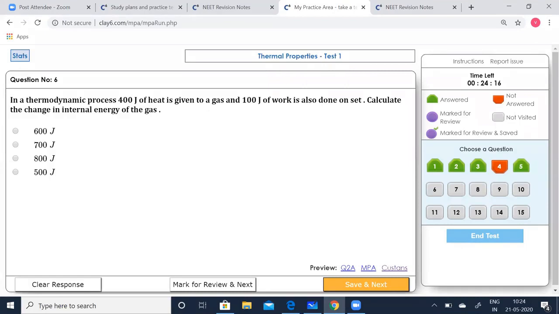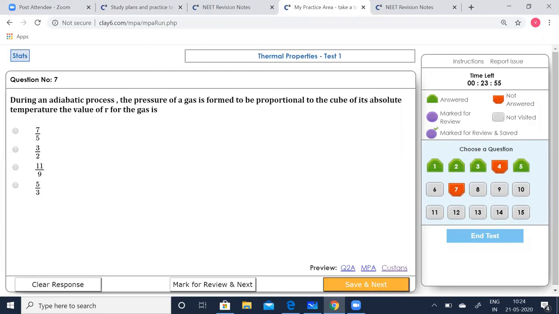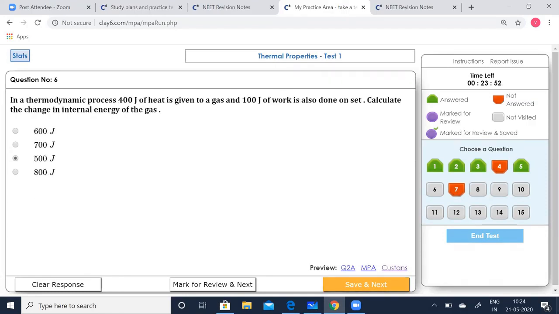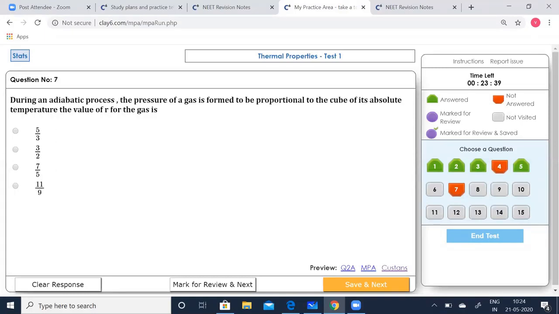In a thermodynamic process, 400 joules of heat is given to a gas and 100 joules of work is also done on it. Calculate the internal energy of the gas. All right. Oh, this is the sixth question, children. I have to save this. Yeah. Go to the next. Sixth question. Oh, the sixth question is a repetition of that. All right. Let me go to the seventh one now.